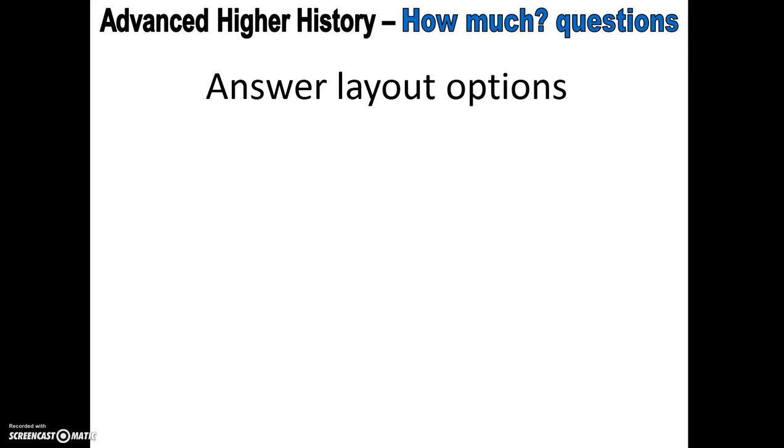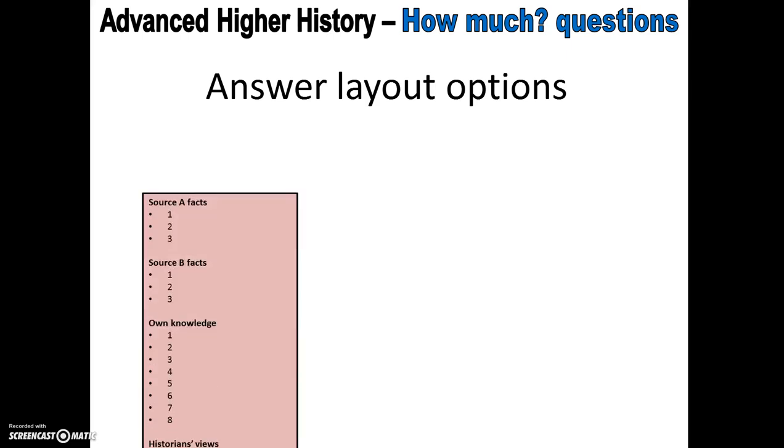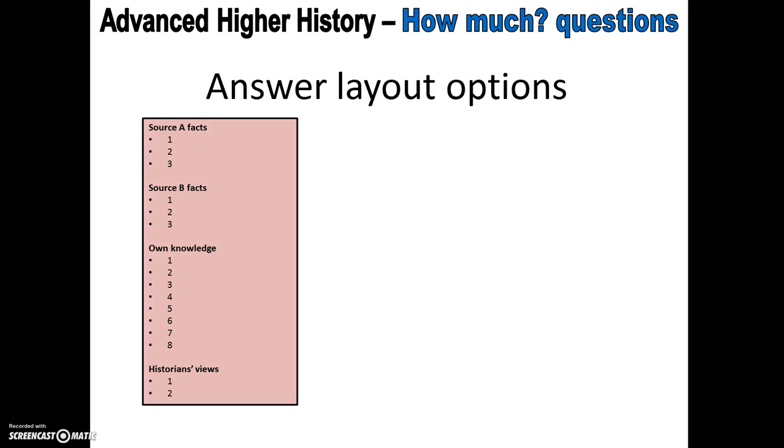Let's look at some possible answer layout options so you're clear exactly what you need to do. One approach would be to simply give 3 relevant facts from source A, a further 3 relevant facts from source B, and then 8 points which can relate to either source or none of them, and then 2 historians' views. This would give us our 16 marks.